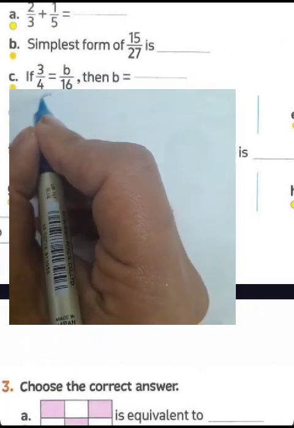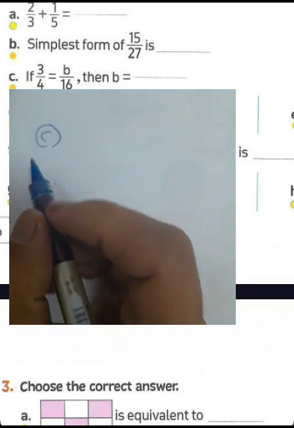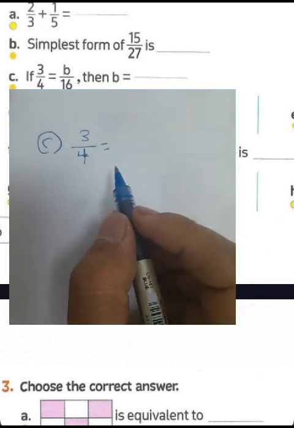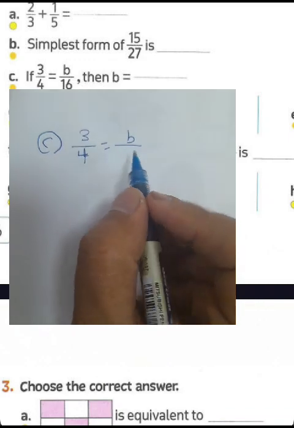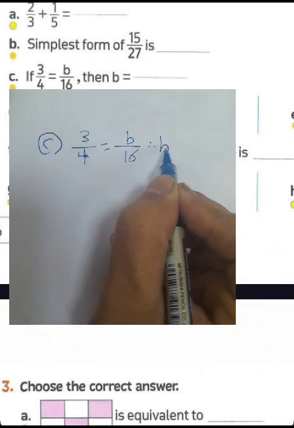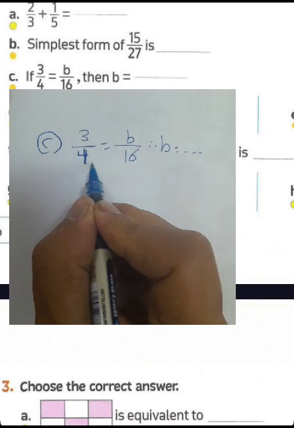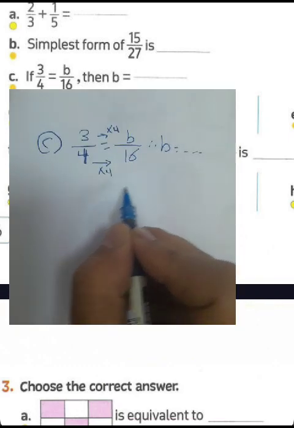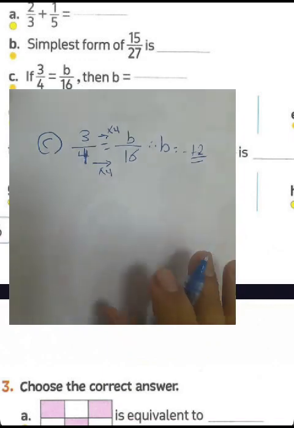Letter C. If 3 over 4 equals b over 16, then the value of b equals space. 4 times 4 equals 16, and 3 times 4 equals 12, then the value of b equals 12.